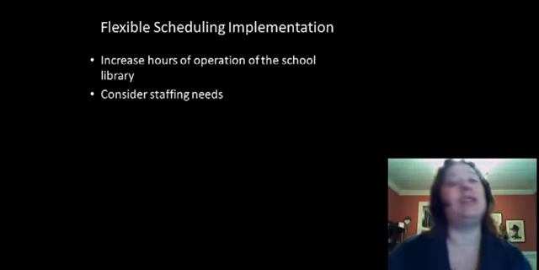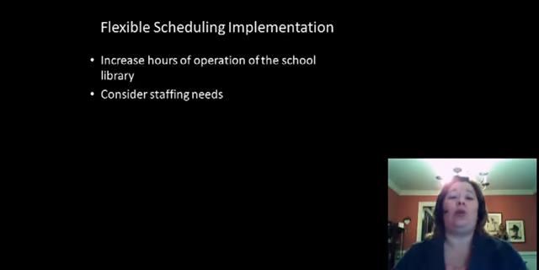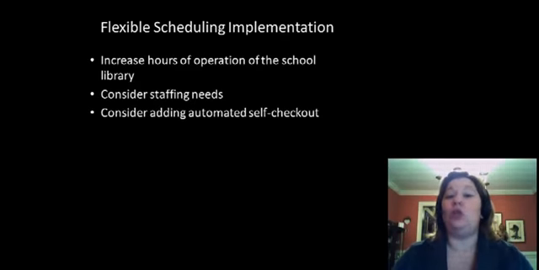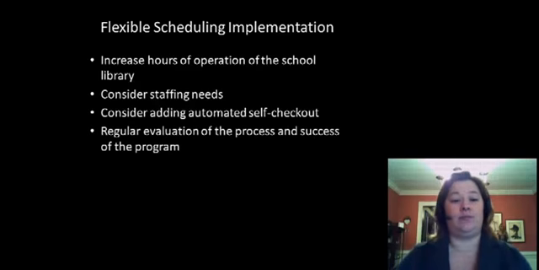We'll have to consider staffing needs. With the school librarian being available to teachers and available to classes, it may be necessary for a full-time clerk to handle the day-to-day operations, the cataloging, the receiving of orders, things on that line. We should consider adding an automated self-checkout. This way students can check their own materials in and out of the library, and it frees the librarian up to do other things. We're also going to have regular evaluation of the process and the success of the program.